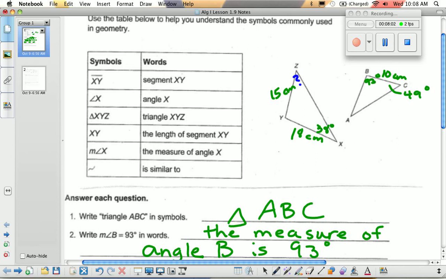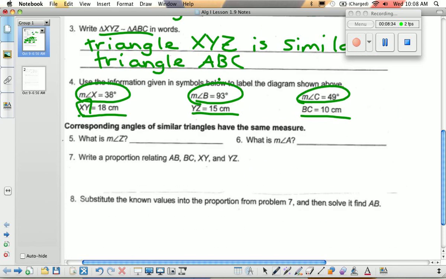Well, what angle is corresponds to Z? C, right. A, B, C. I think it's C. Why? Because if you rotated it, it would be in the same position. Does anybody know how we can tell from the name of the triangles, McKenna? In the order that they go.